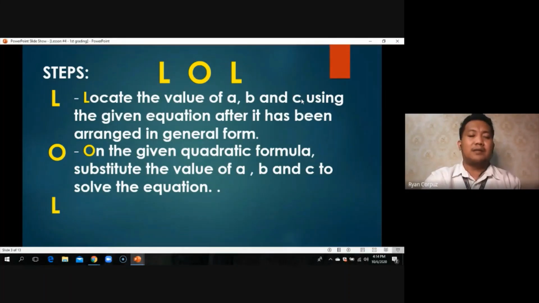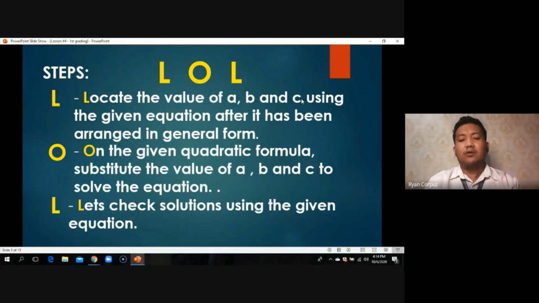Then, after you found out the solution, the second L stands for let's check solutions using the given equation. So I've already mentioned to you how you're going to check your solutions. That is by simply substituting the value of the variable that you got doon sa original equation given. So that, again, if it satisfies the given equation, then you are correct on your solutions. So again, if you are going to solve quadratic equation by using quadratic formula, the steps you are going to apply is LOL.